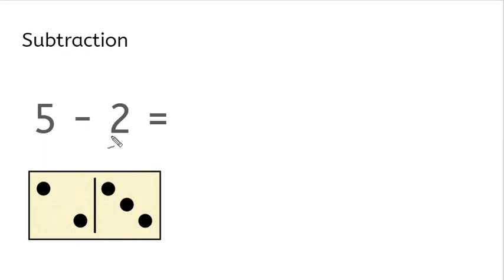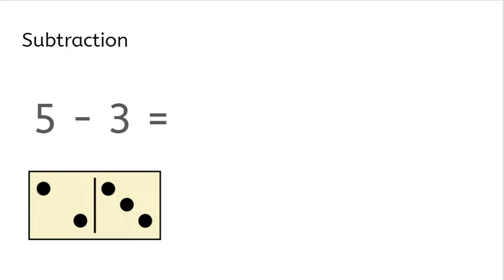So which side has 2 dots? Did you say this one? If so, you're right. There's 1, 2 dots here. Since we want to take them away, I'm going to mark it out. Now, I want to see how many we have left. Let's count. 1, 2, 3. 5 minus 2 equals 3.